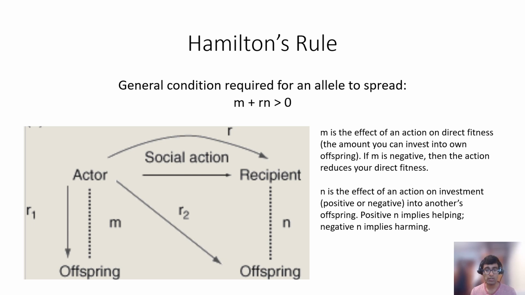The general condition that's required for an allele to spread is m plus rn is greater than 0. M is the effect of an action on direct fitness, so the amount that you invest in your own offspring. So if m is negative, then the action reduces your direct fitness. If m is positive, then that increases your direct fitness. So it's just what you do to produce your own offspring. Here you can see the actor producing its own offspring.